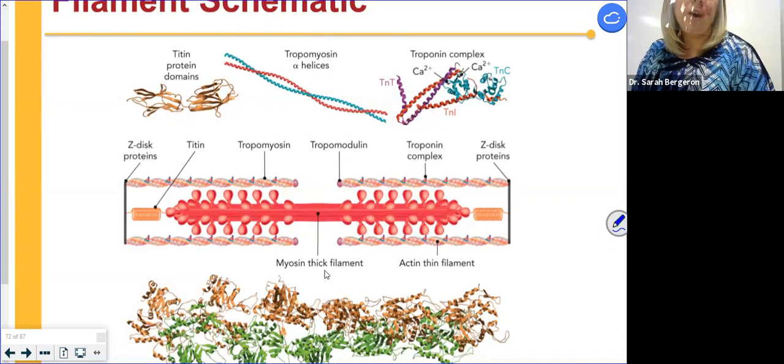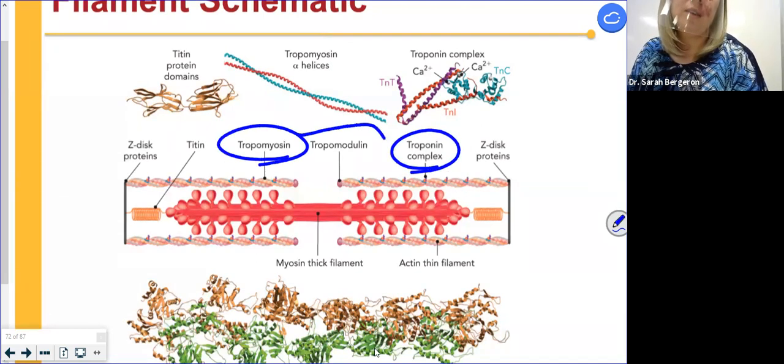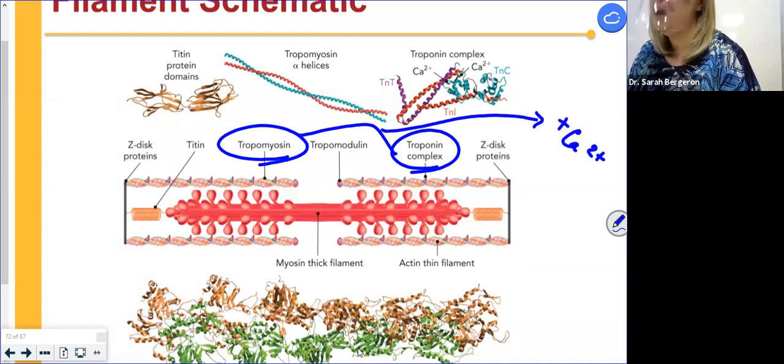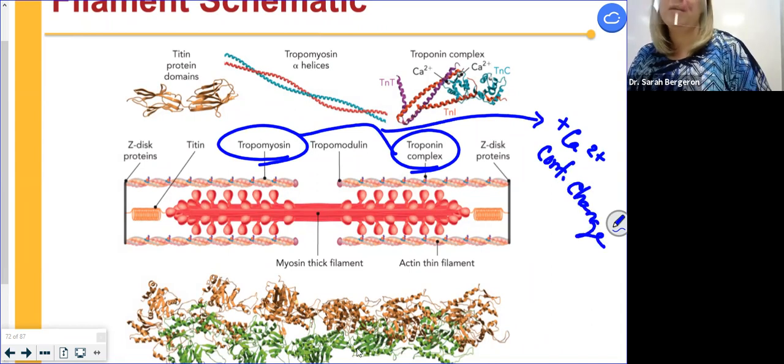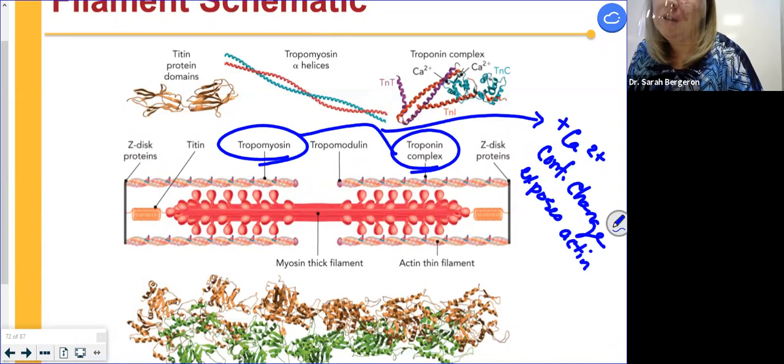Okay. All right. So your troponin and your tropomyosin, these are our two that if you add Ca2+, right, you're going to get a conformational change. How many times have we talked about this? Something binding induces a conformational change in a protein. All the time, right? Okay, so that conformational change exposes the actin's myosin binding site.